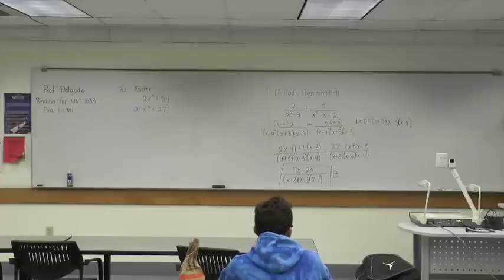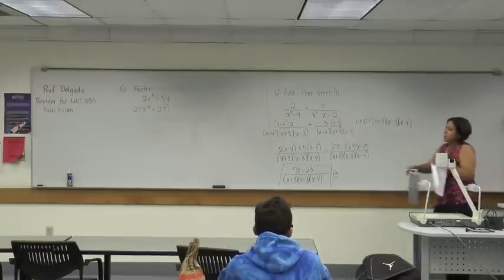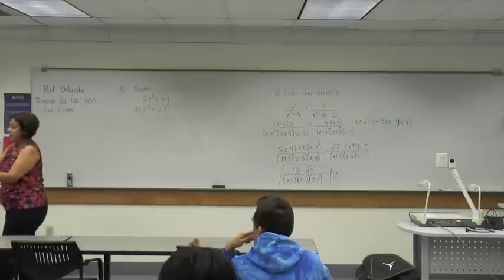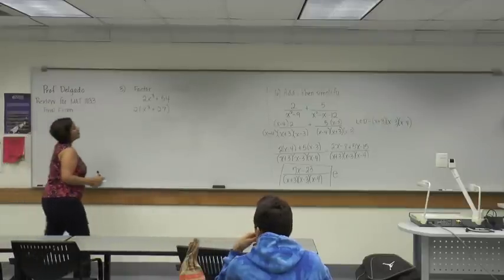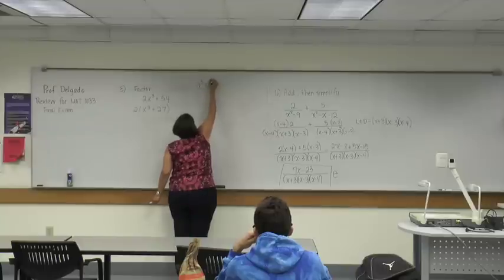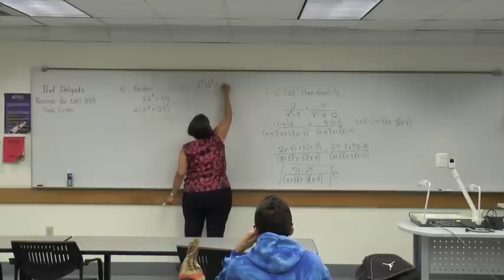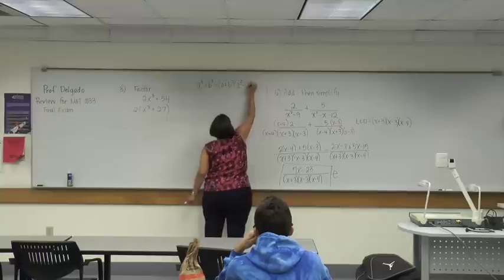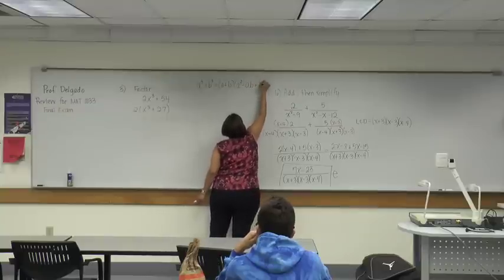So let's review quickly how to factor a sum of cubes. Let's, off to the side, remind ourselves how this will factor. This will factor as a plus b times a squared minus ab plus b squared.